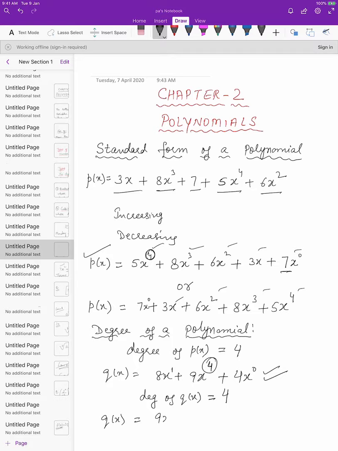First we write down the highest power, the next power is 1, that is 8x to the power 1, and then 4. Or what is the other way of writing down the standard form? I can write it as 4 plus 8x plus 9x to the power 4. But normally we use the first one, that is in the descending powers of the variable. First we write down the highest power of the variable, then we keep on reducing the powers. This is the form we more commonly use, that is the standard form of a polynomial.